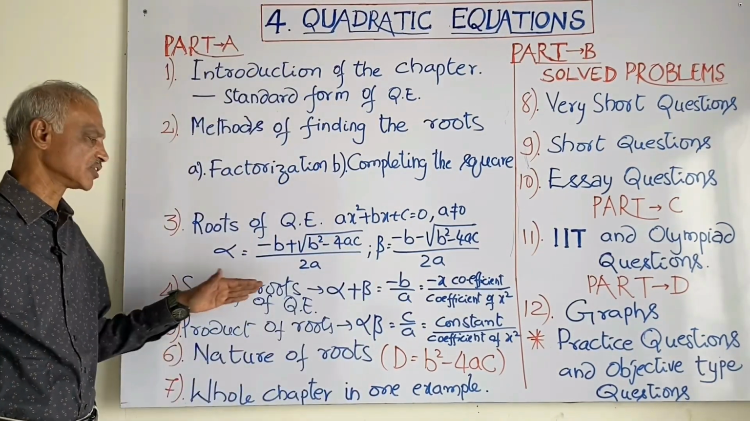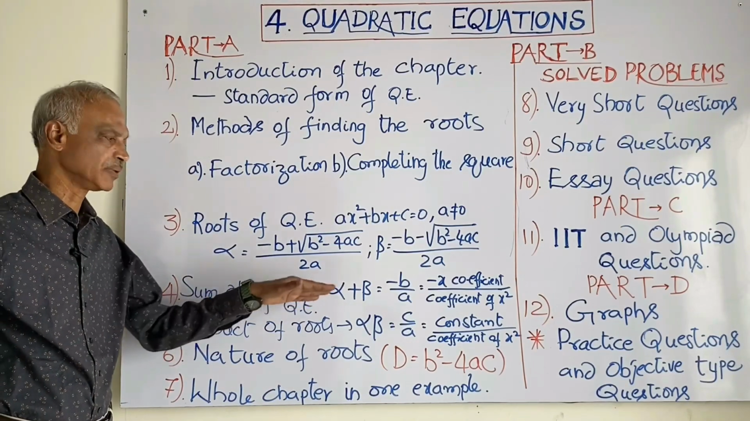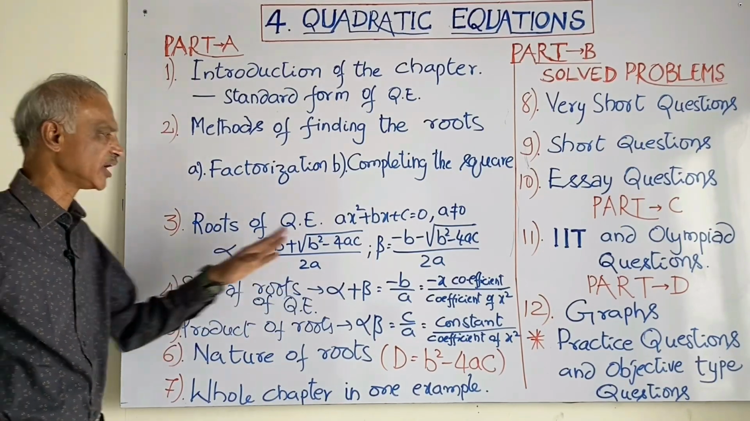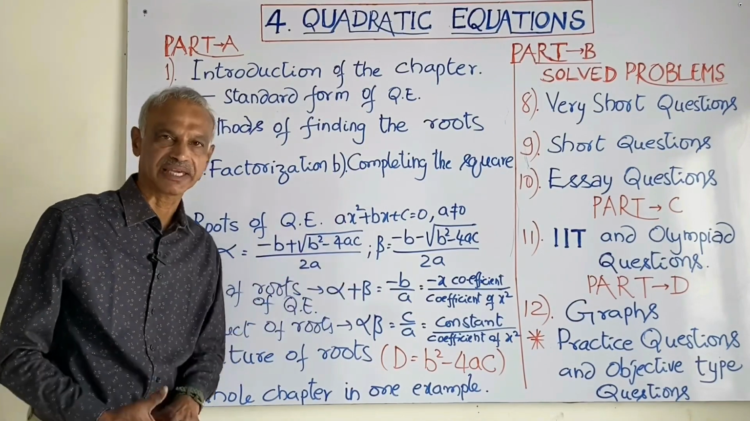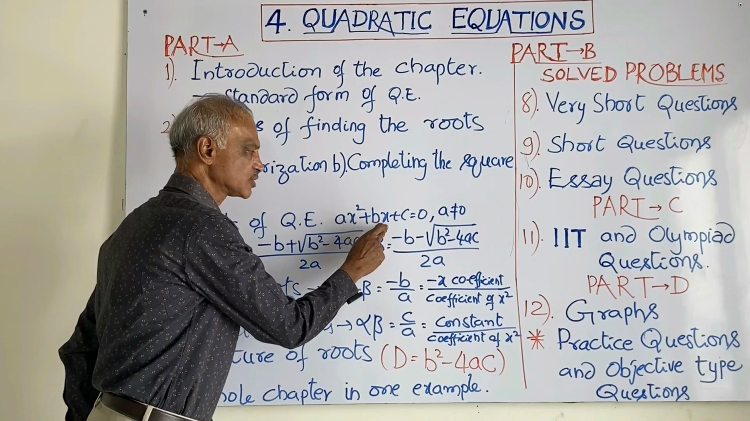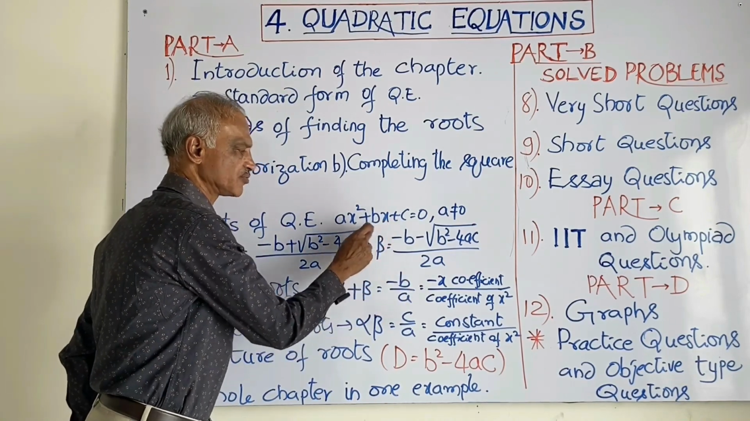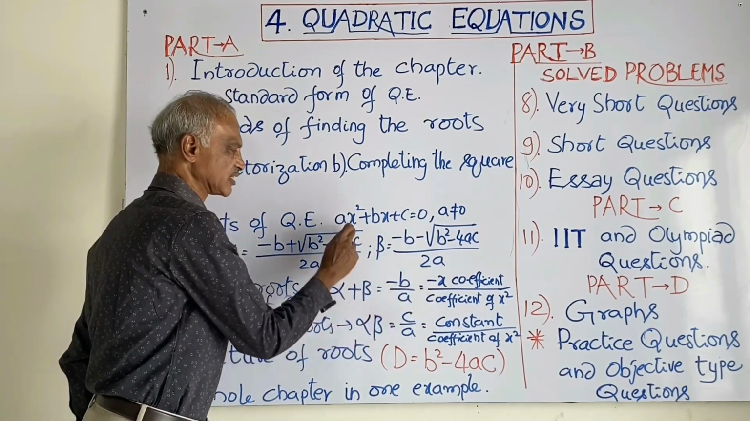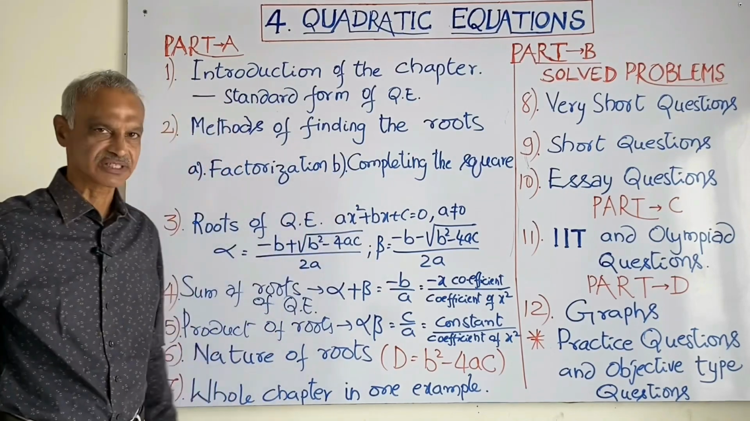Next, sum of roots of the quadratic equation, alpha plus beta. If you add alpha and beta, you will get minus b by a. Minus b means, here you see, minus x coefficient. b is the x coefficient, divided by the coefficient of x square. a will be the coefficient of x square.